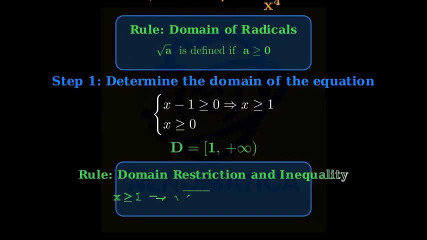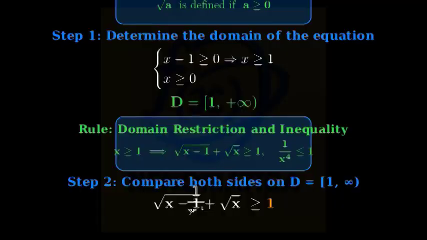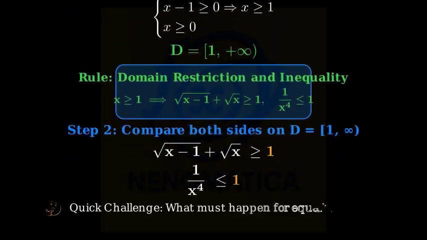Step 2. Analyze both sides on this domain. When x is at least 1, the left side, square root of x minus 1 plus square root of x, is at least 1. The right side, 1 over x to the fourth, is at most 1.